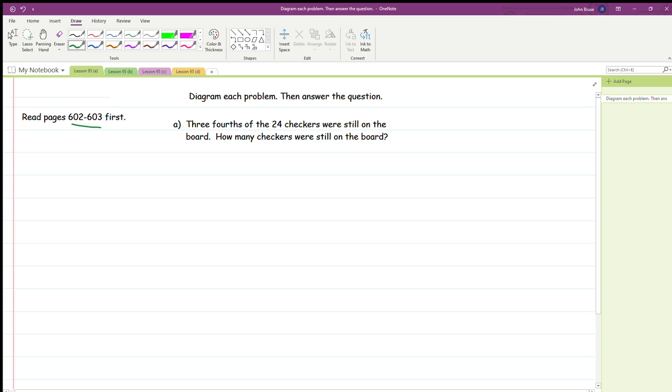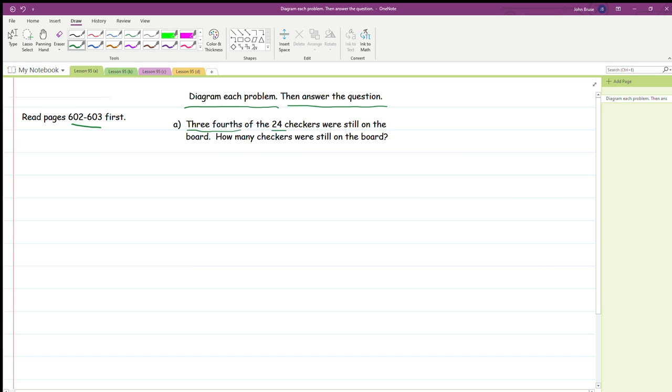All right, we're going to start with problem A, which is on page 604. And we've got some directions that apply to the first few problems on our lesson practice today. And it says, diagram each problem, then answer the question. So we need to diagram this problem. So A says 3/4 of 24 checkers were still on the board. So we've got a fraction here, 3/4, and we've got a total amount of checkers, which is 24. How many checkers were still on the board?